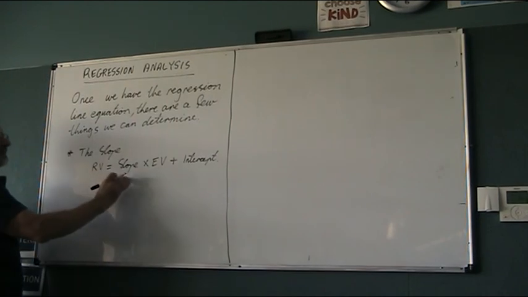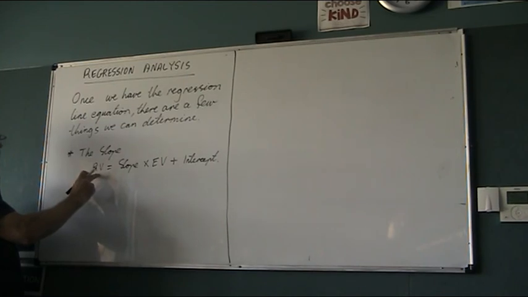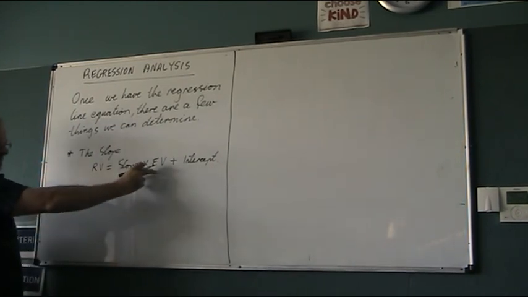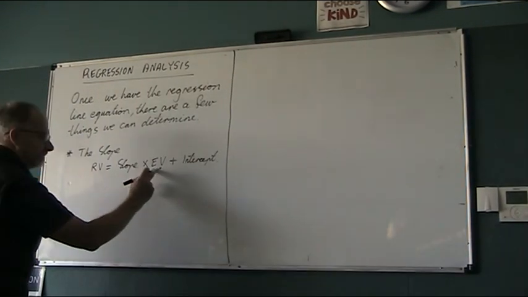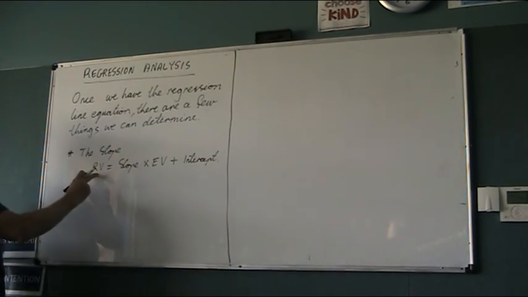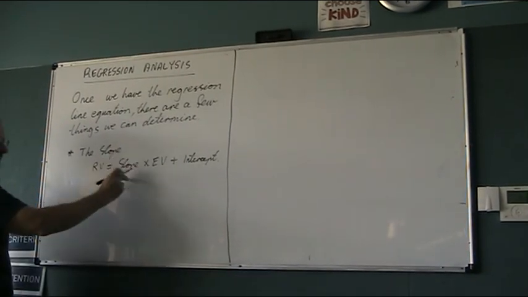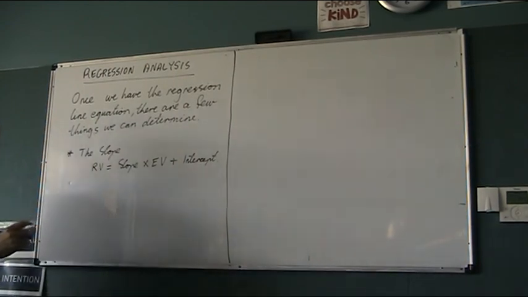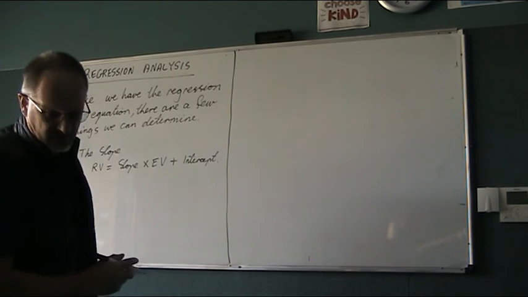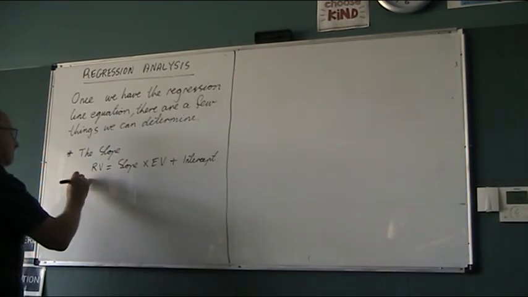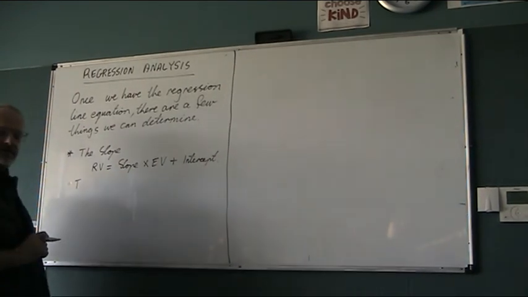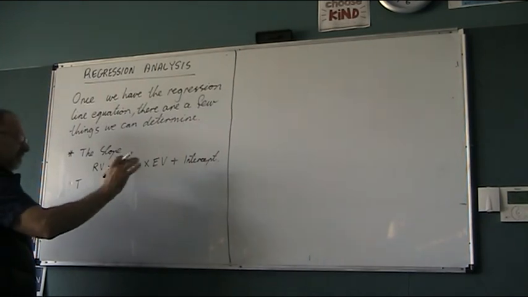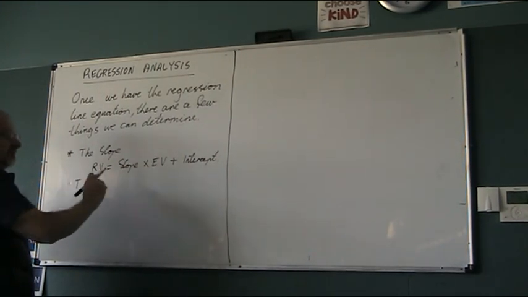And what this slope tells us is about the average change in the RV with a change in the EV. So one unit in particular. So one unit of change in the EV tells us what the average change in the RV would be. So that's what the slope tells us. And they have asked questions a number of times in the Year 12 exams about actually saying what, in the particular case of that example, the slope tells us.